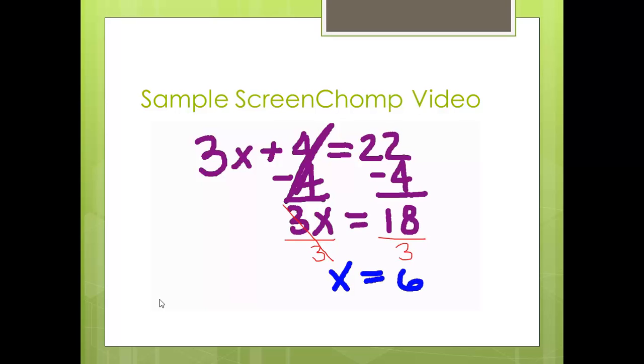You can do all kinds of basic things on here. This is just a really fast way to jump on, solve a problem, explain it as I go, and that's why I've chosen ScreenChomp for my project.